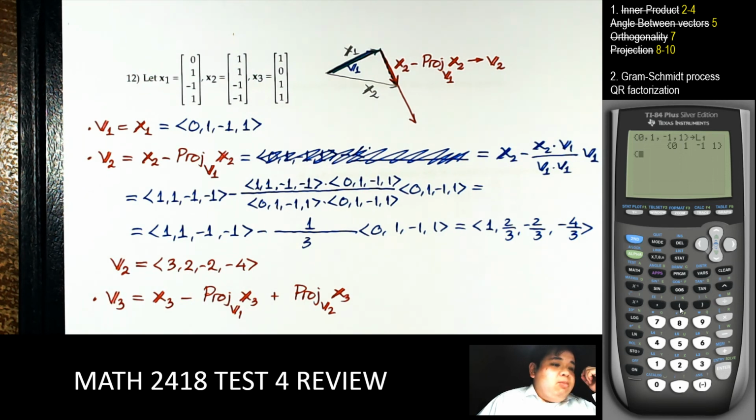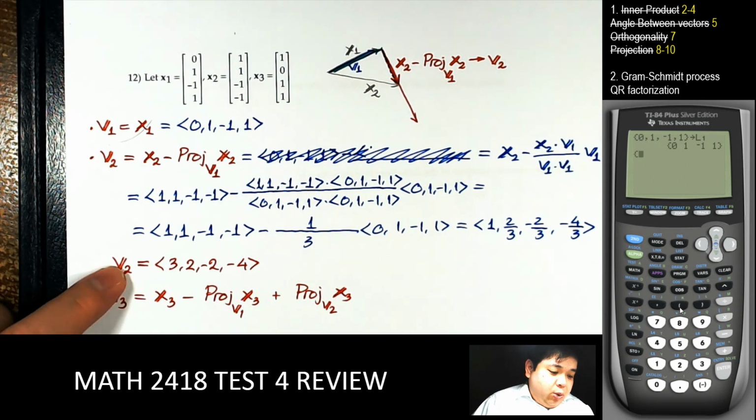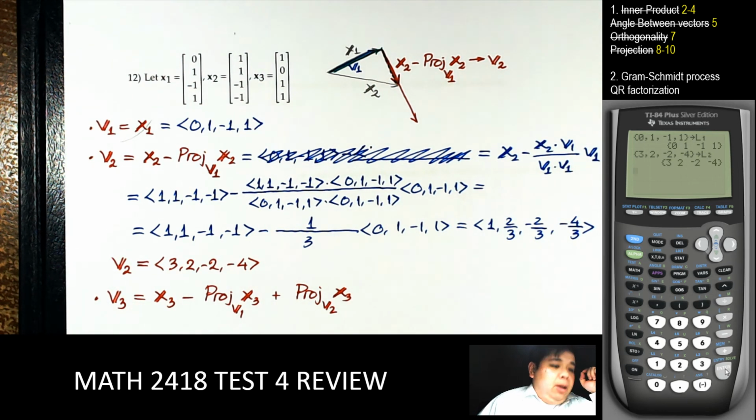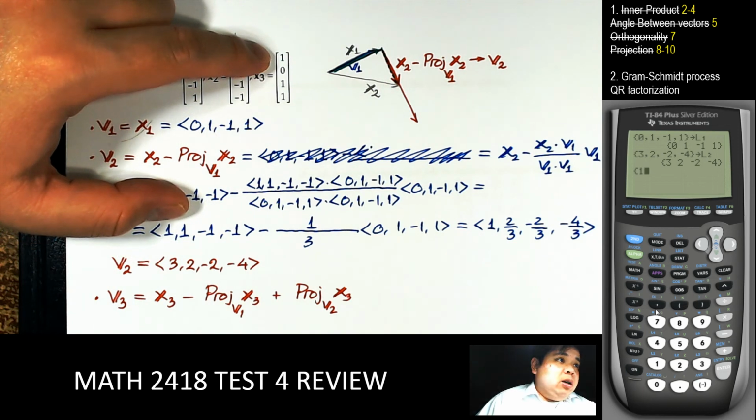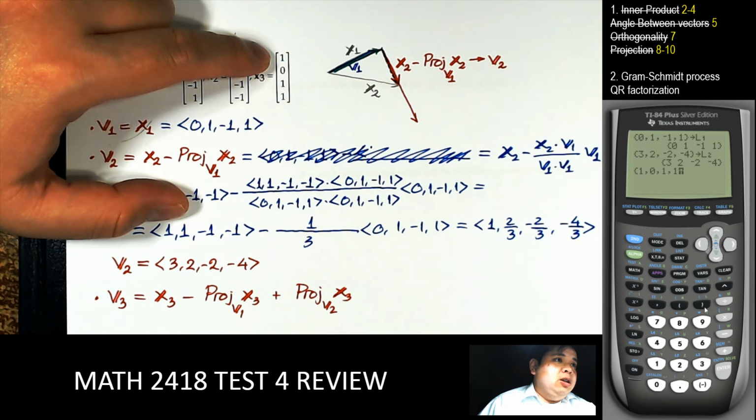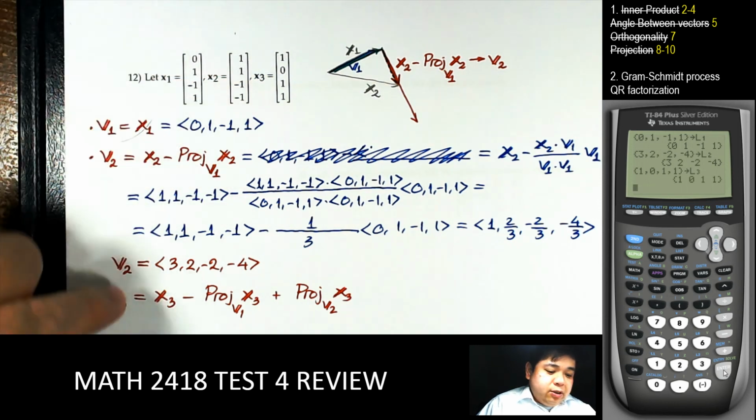Second parentheses. Now v2: 3, 2, negative 2, negative 4, close parentheses. Let's store that into L2. And then x3, well, let's use L3 for that. Still need to store the values though: 1 comma 0 comma 1 comma 1, store into L3, and now we do this.